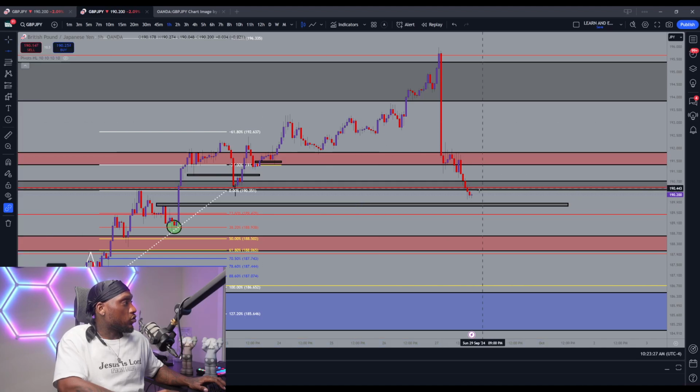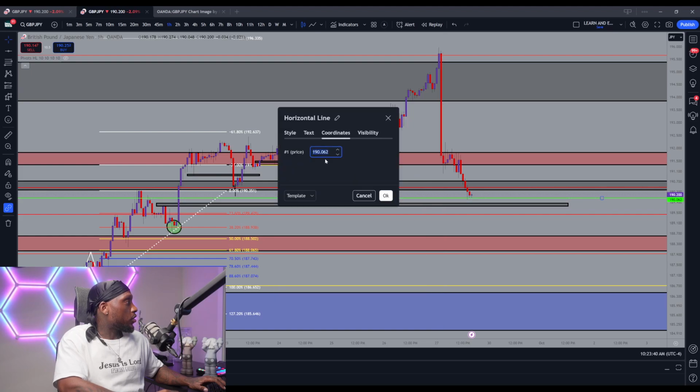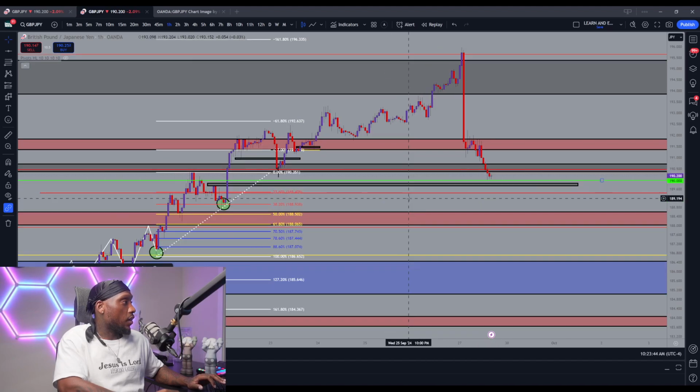Ideally, what I want to go ahead and drop is this area of support that's in this area, which is the 190 flat. Yep, the 190 flat, which is right around here. We're gonna go ahead and punch in those coordinates so we're on point. Bam. So now that's the overall area of support.